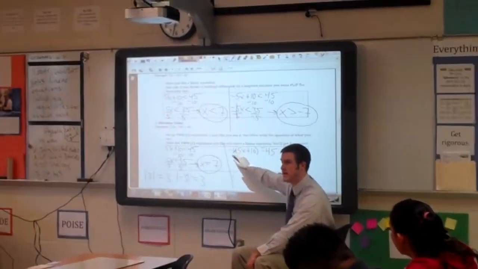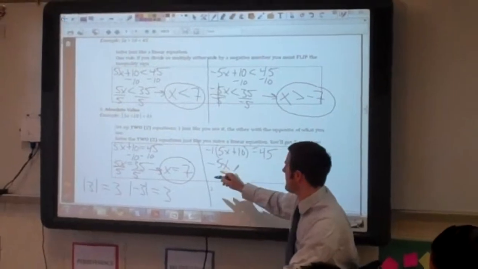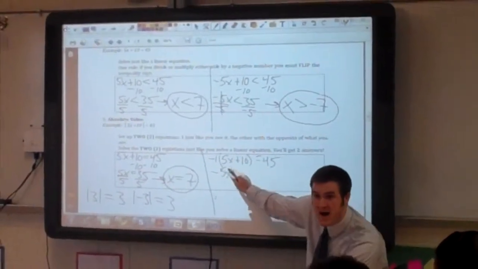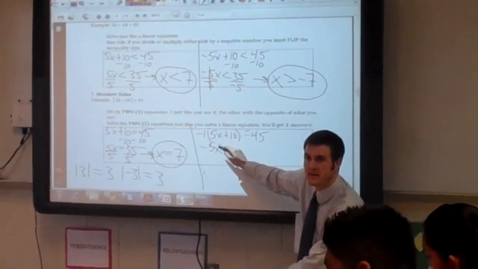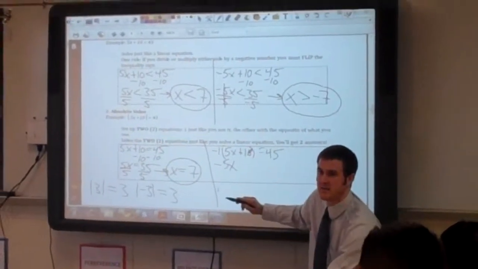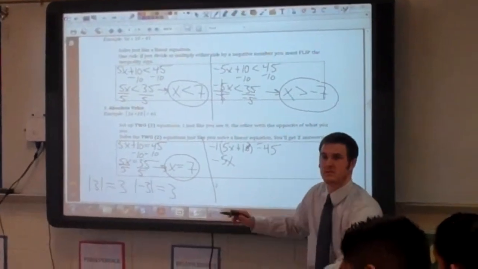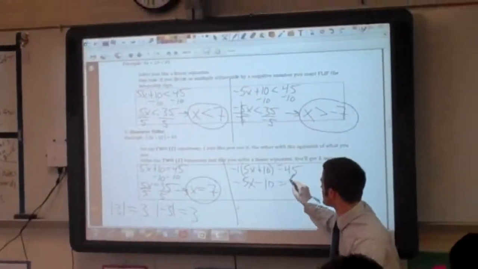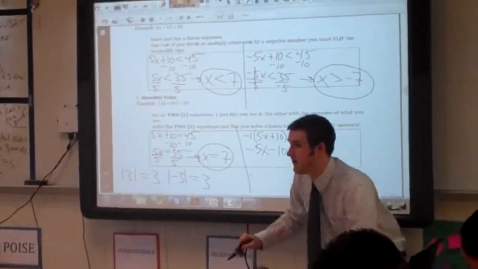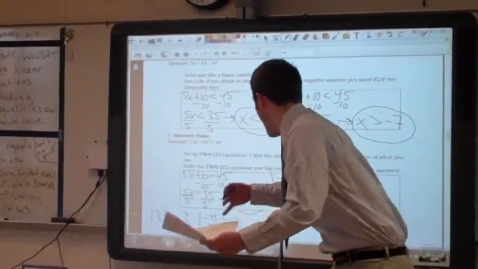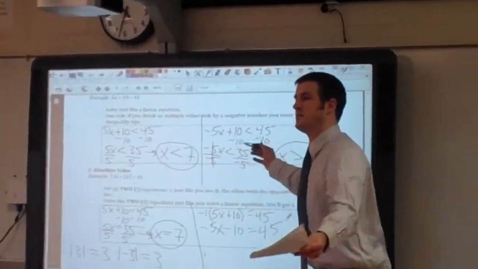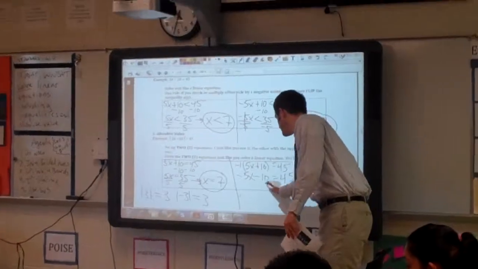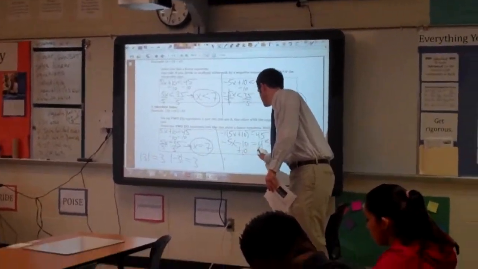Negative 5x. What is negative 1 times a positive 10, Miss Marley? A negative 10. Yeah, minus 10 equals 45. So now, Diana, what's the opposite of subtraction? Adding. So you add the 10 to both sides.